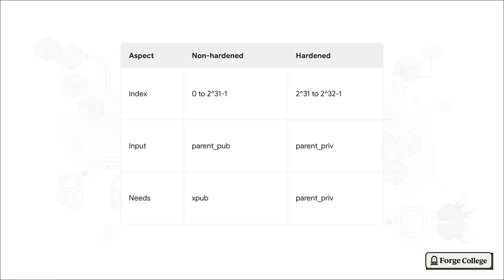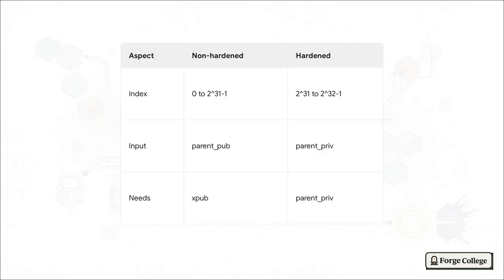Now, what's really interesting here is the specification matrix between these two modes. Think about the data input for a second. This is the tiny but absolutely critical difference. Non-hardened derivation feeds the parent public key into the crypto blender. But hardened derivation prepends a 0 byte and feeds the parent private key into the blender.